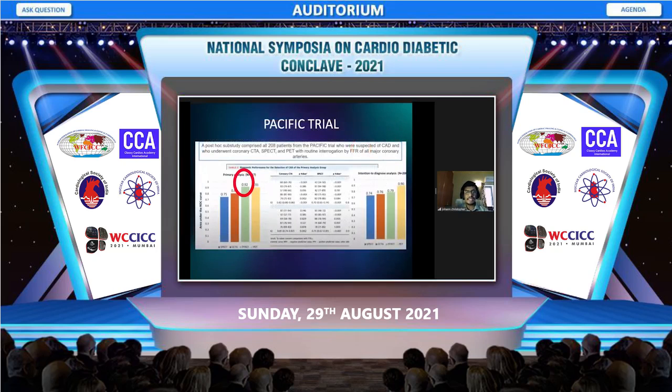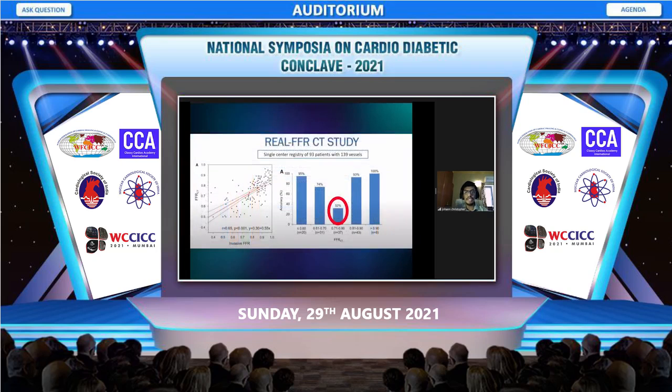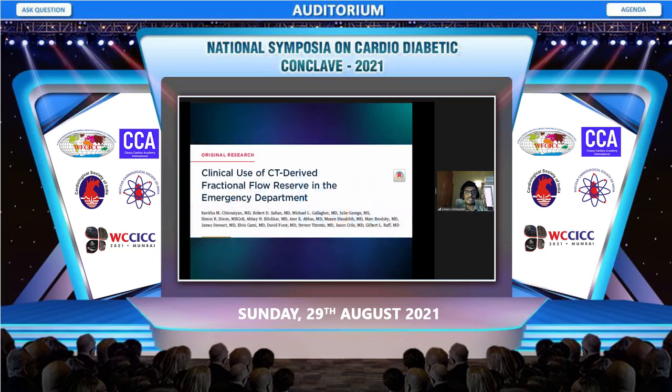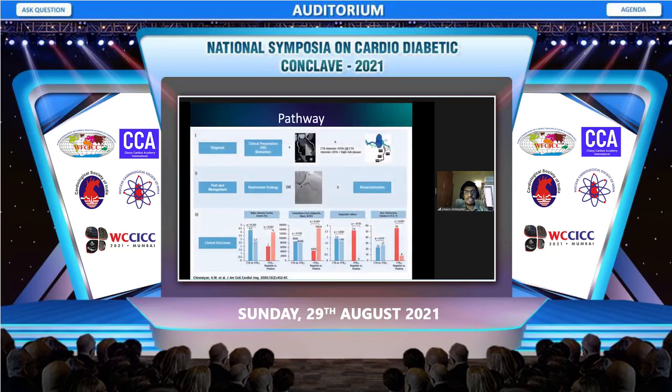Now, when you look at FFR-CT versus all the other imaging modalities like SPECT, CT, and PET, you can clearly see here that FFR-CT is head and shoulders above all the other investigations and is almost equal to what CFR can do in the PET. The real FFR-CT study again showed some very good numbers of accuracy, but there is an alarming problem of low accuracy, especially when it mattered in the 0.7 to 0.8 range, and that is one of the limitations of FFR-CT. FFR-CT has also been used in the emergency department.